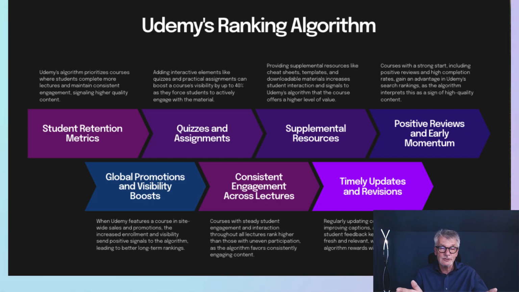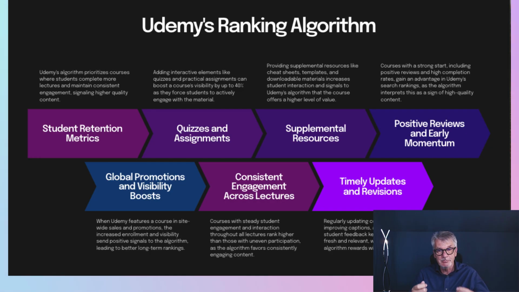Student retention metrics directly impact your rankings. Courses where students complete more lectures rank higher than those with high dropout rates. Udemy tracks how far students progress and how often they return. A course then with consistent engagement will outrank one with sporadic viewing, even if both have similar content.